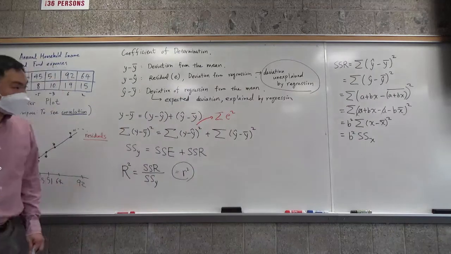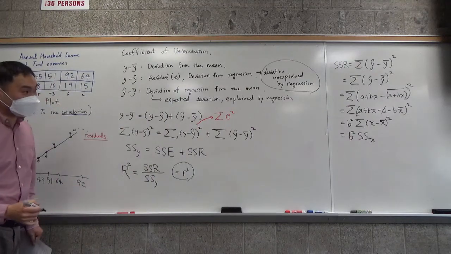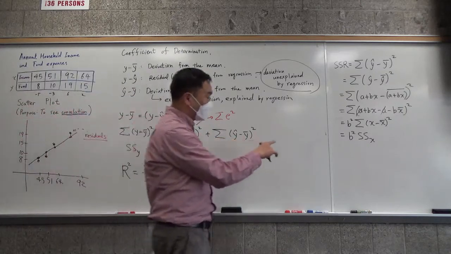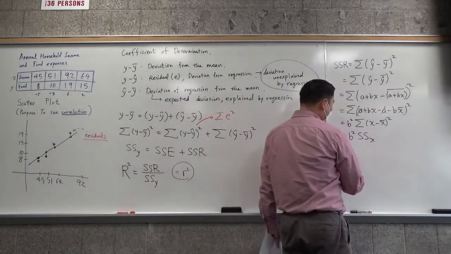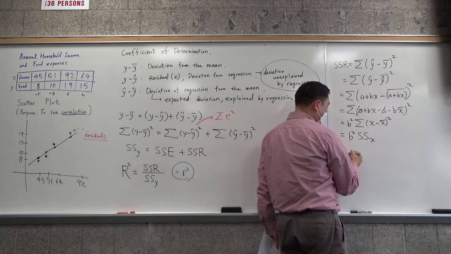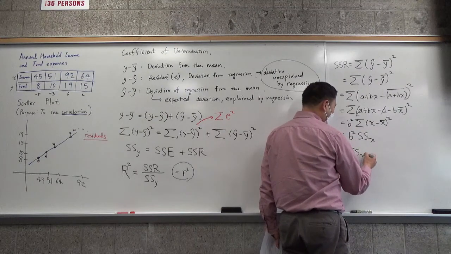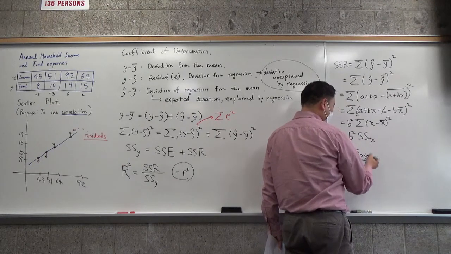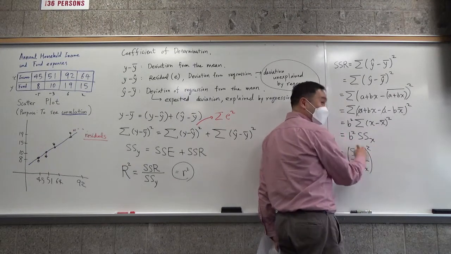So you end up with a very interesting thing: SSR is the same as b squared SSX, but you can also use this identity that b is equal to SSXY divided by SSX. Remember this? I proved this.